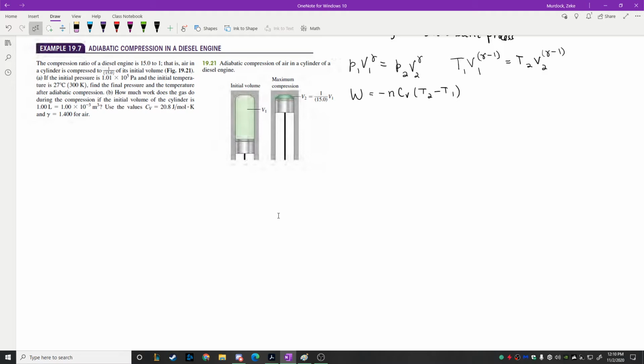So what did you all do to solve for part A? So part A says if the initial pressure is 1 times 10 to the 5 pascals and you get the initial temperature, we also know that, if we call the initial volume V1, it goes to a second volume V2, where V2 is equal to V1 divided by 15. The volume is reduced by a factor of 15. So, yeah, let's go through this process.